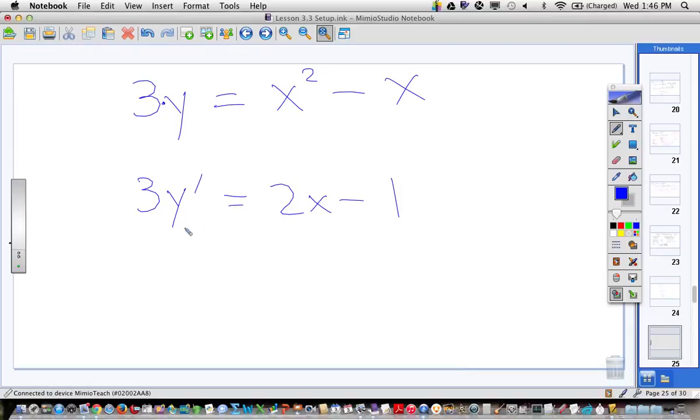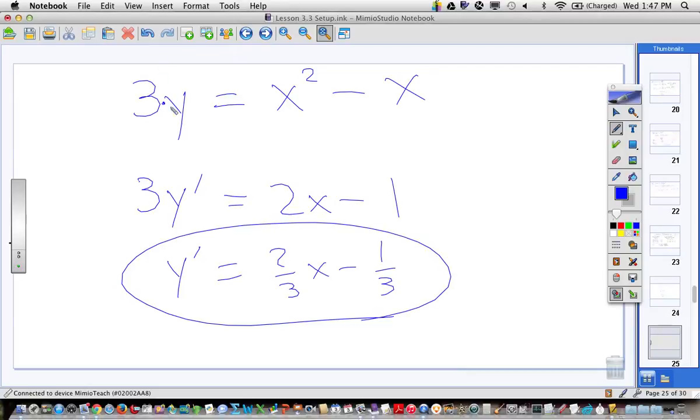Now, we should solve that. We don't want to stop there. We want to find y prime. That's the directions: find y prime. So we're going to divide by 3 now. So we get y prime equals 2/3 x minus 1/3, and that'd be our final answer. That's the same thing we would have got if we had just divided by 3 originally and then done our normal way. But I want to give you simple examples to see what you get. So the derivative of 3y with respect to x would be 3y prime.